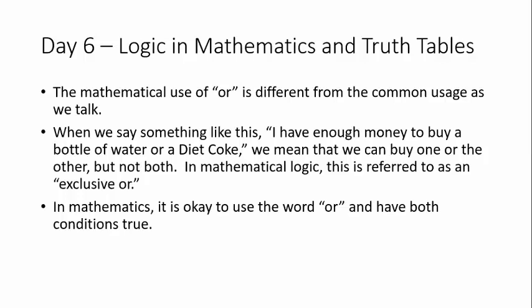Think about when someone has told you that you can do one thing or the other. They typically mean that you cannot do both. In mathematics, we allow both parts to be true. So it's either one or the other or both. That's what we mean in mathematics.